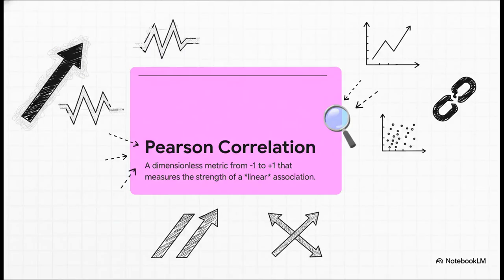So the official name for what we're talking about is Pearson correlation. And the key to this whole thing is hiding right there in the definition. I want you to burn one word from this slide into your memory: linear. This metric is designed specifically to measure how well two things move together in a straight line. Just remember that word, linear. It's the key to understanding where this whole concept starts to completely fall apart.